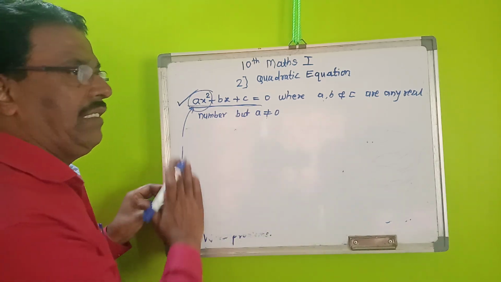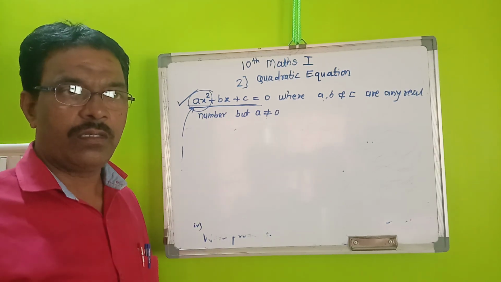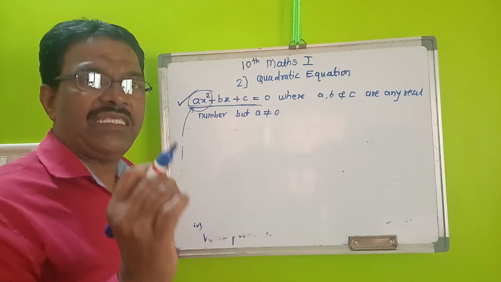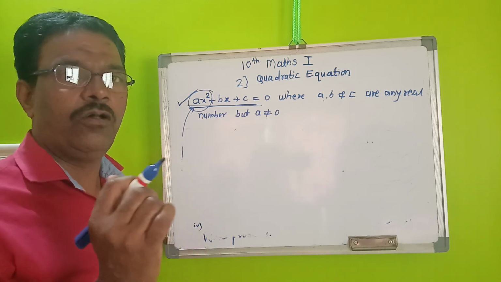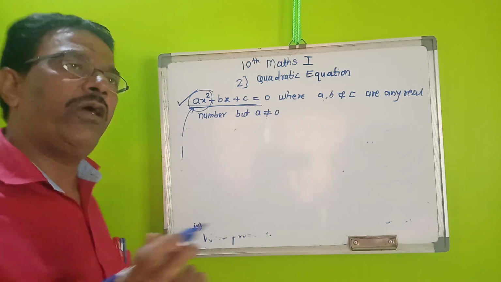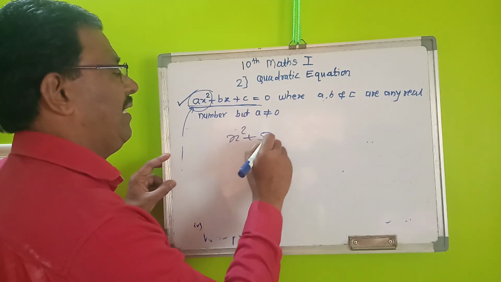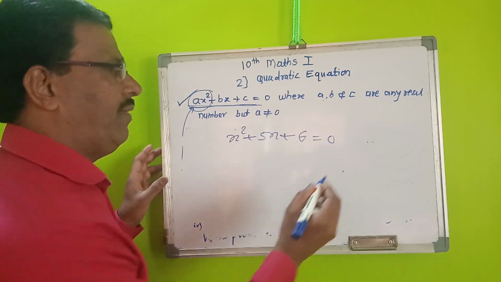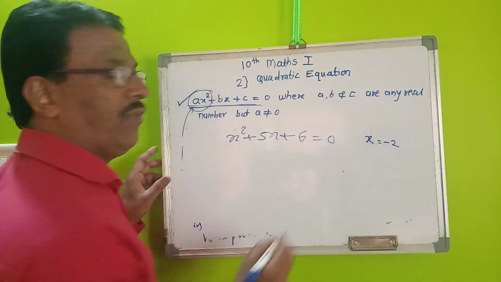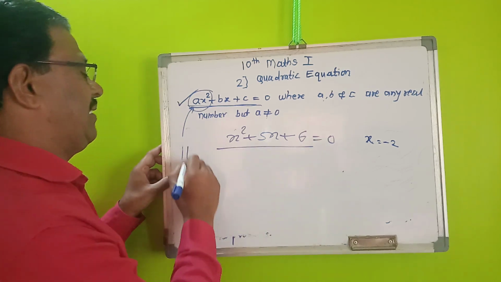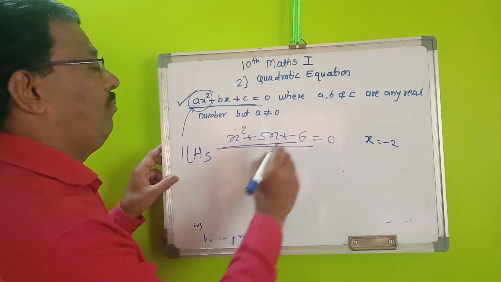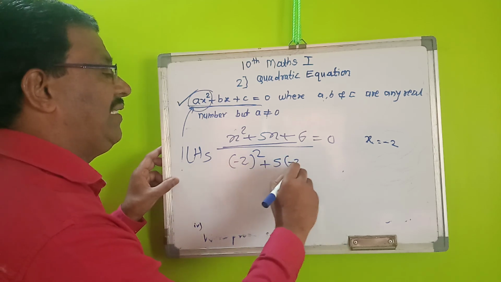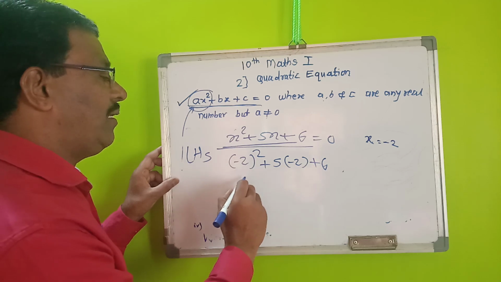Now we will study what is the solution of a quadratic equation. The value of the variable which satisfies the given quadratic equation is known as the solution of the quadratic equation. For example, x square plus 5x plus 6 is equal to 0. If we put the value of x is equal to minus 2 in this equation, what happens? LHS, left hand side, x square plus 5x plus 6. X square means minus 2 square plus 5 into minus 2 plus 6. Minus 2 square is 4.